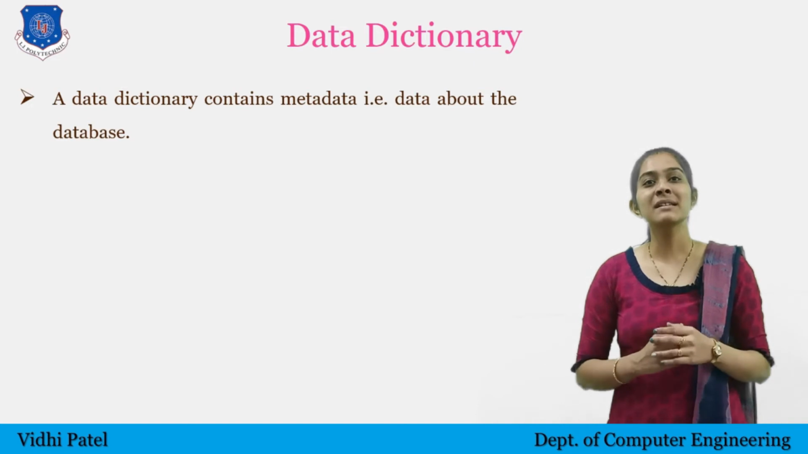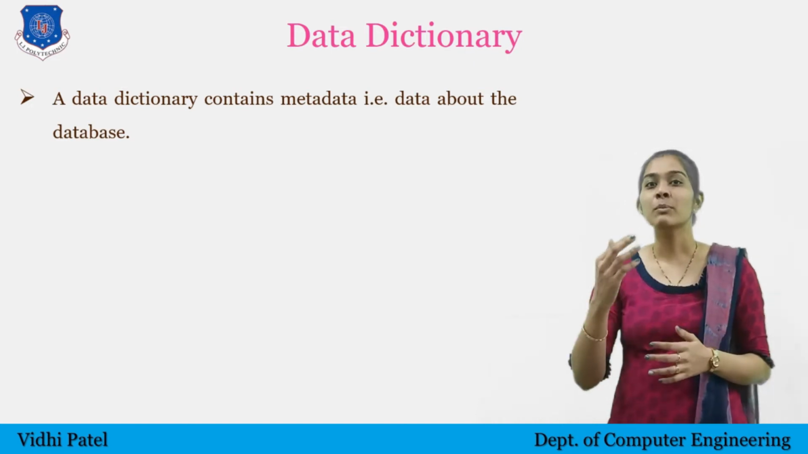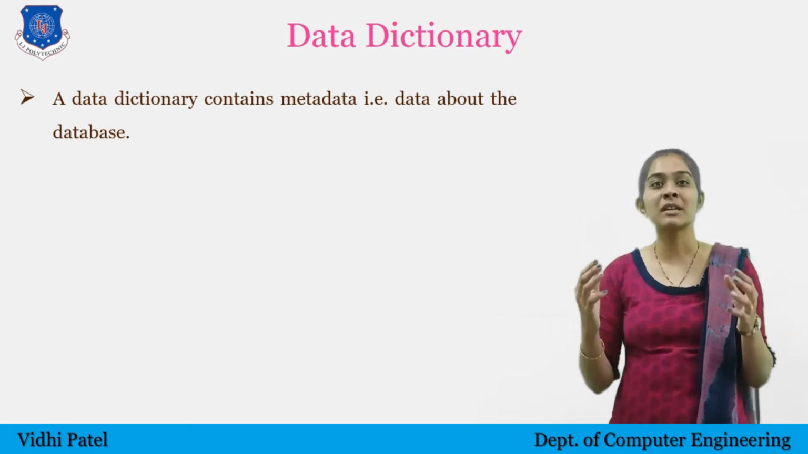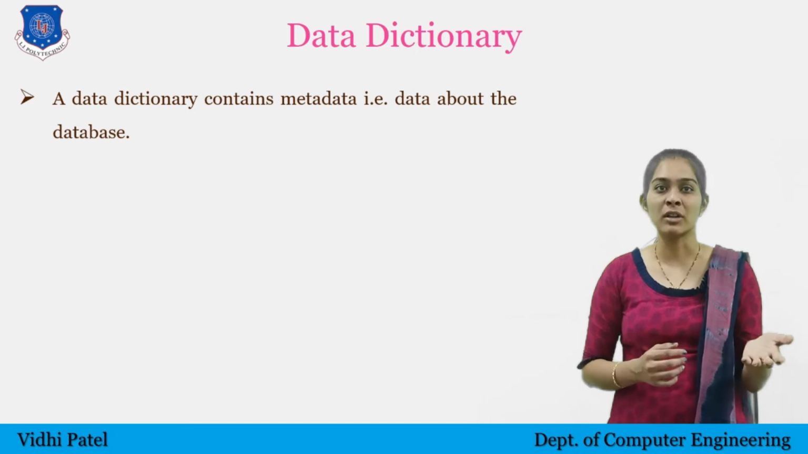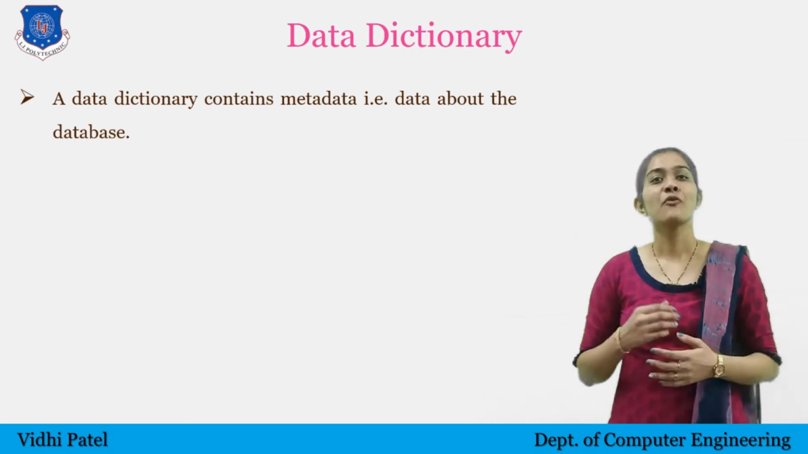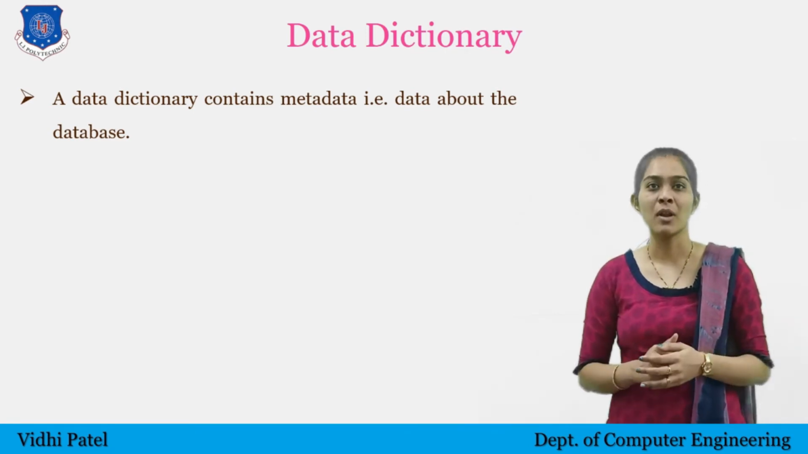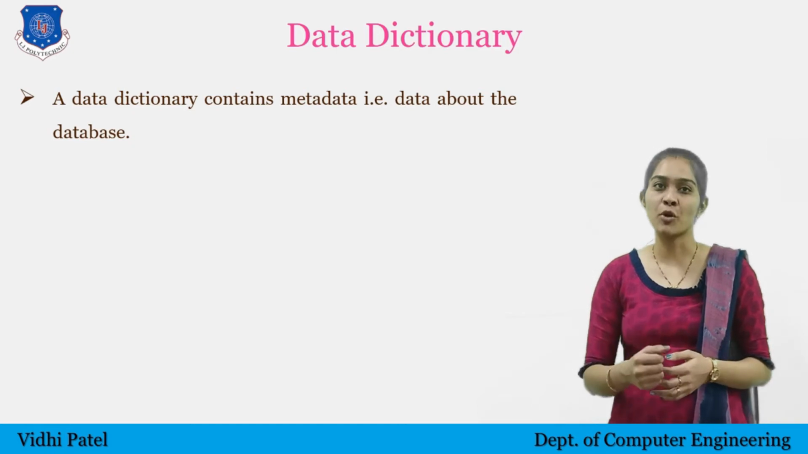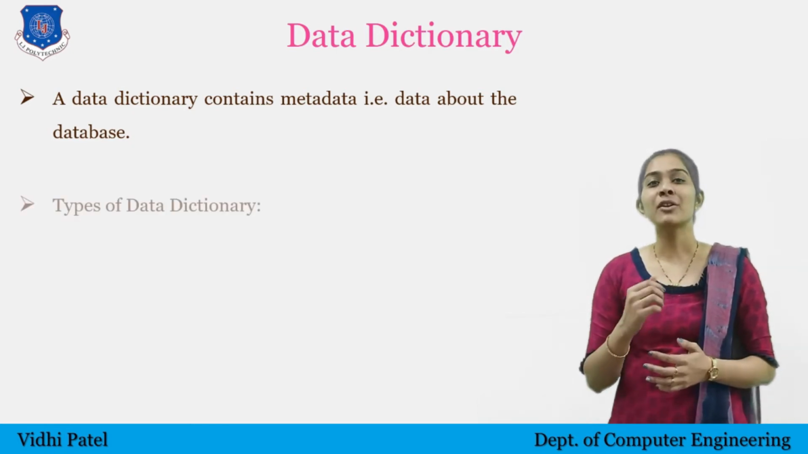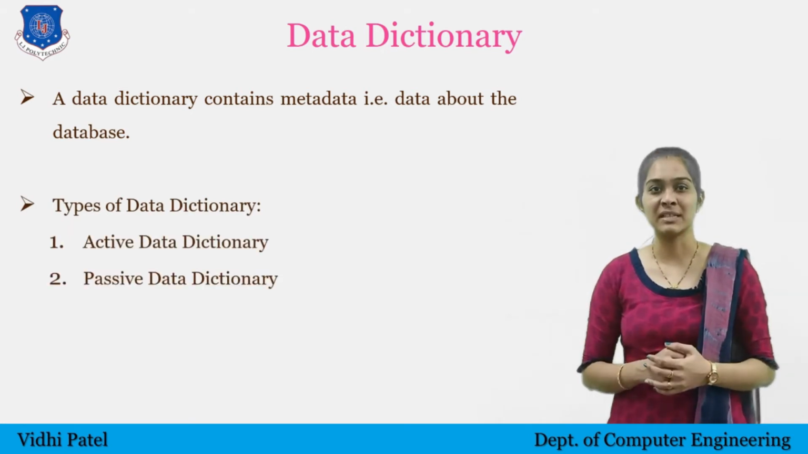The data dictionary in general contains information about the following: names of all the database tables and their schemas, details about all the tables in the database such as their owner, the security constraints, when they were created, physical information about the tables such as where they are stored and how, last access information of the object, and last updated information of the object. There are two types of data dictionary: active data dictionary and passive data dictionary.